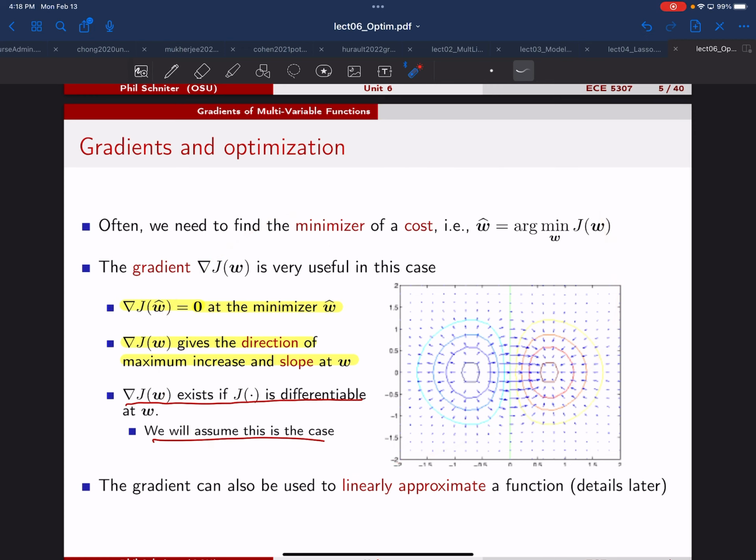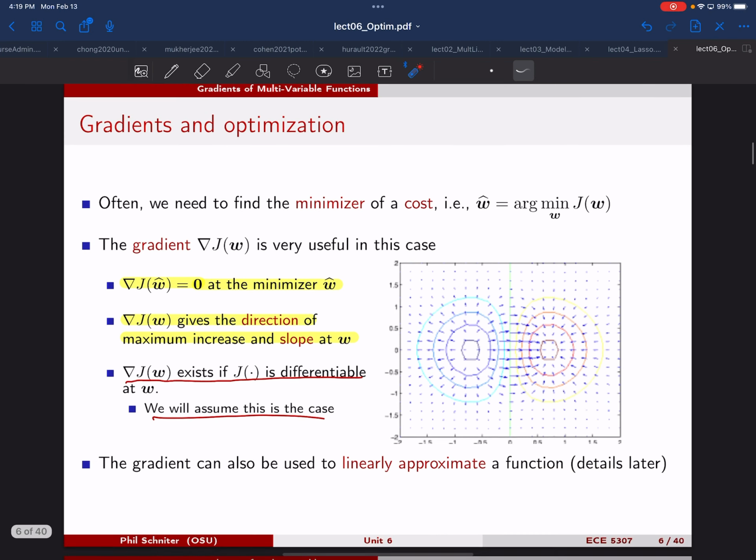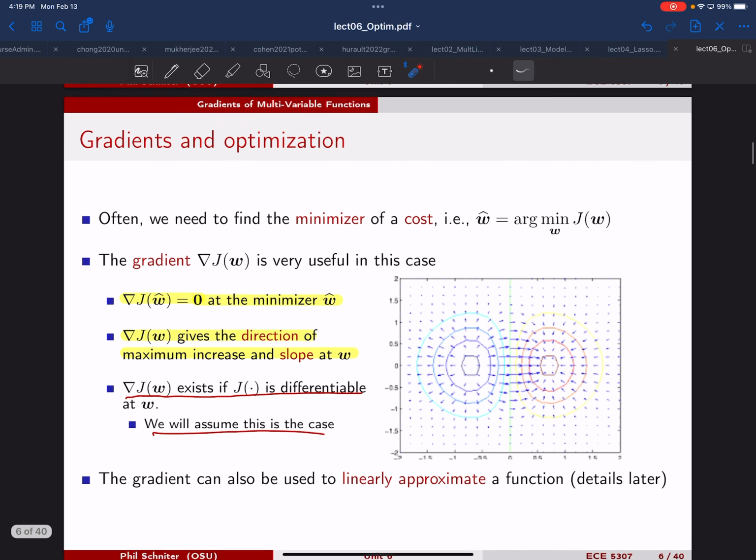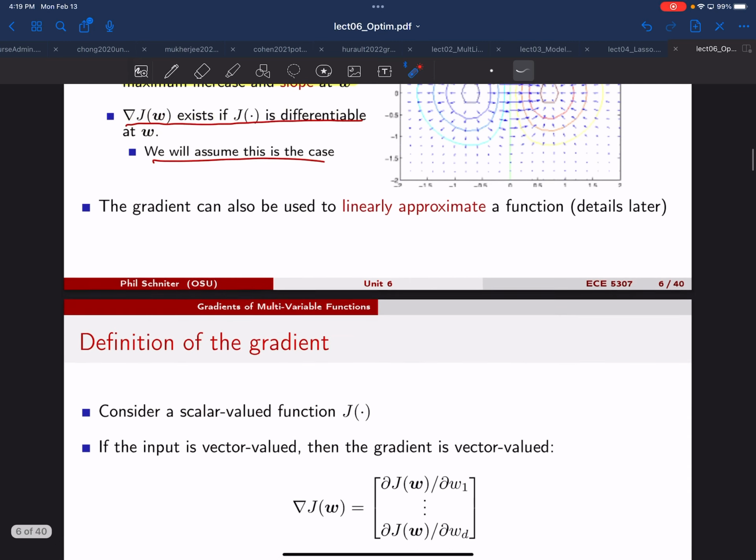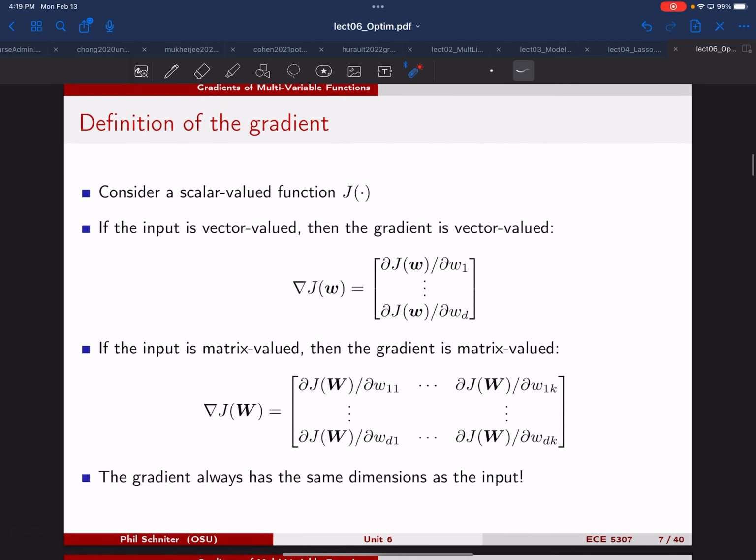You actually have to take a different approach, which we're not going to get into in this course because it's a bit more involved. So for the purposes of this course, we're going to focus on differentiable losses or cost functions and setting the gradient to 0. And later today, we'll talk about how we can use the gradient to linearly approximate functions, which is going to be super important for us. Okay, so that's just an intro to gradients. Now let's get into some of the details.